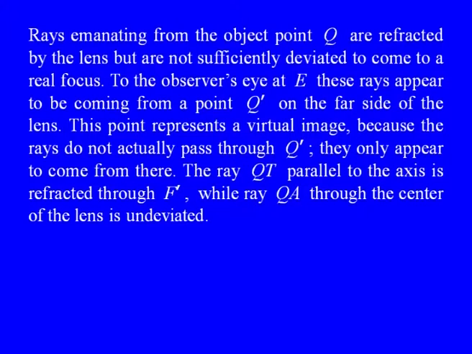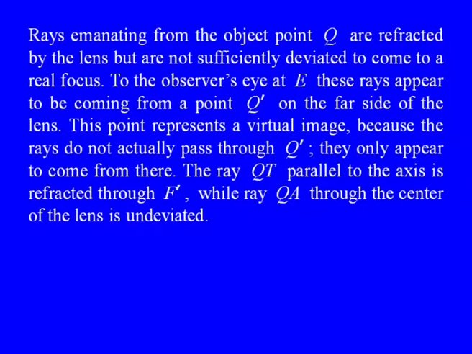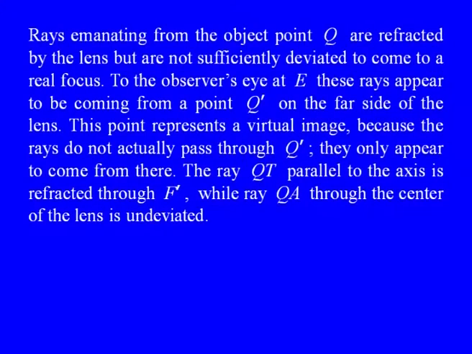Rays emanating from the object point Q are refracted by the lens, but are not sufficiently deviated to come to a real focus. To the observer's eye at E, these rays appear to be coming from a point Q prime on the far side of the lens. The distance of Q prime from the lens is more than the distance of Q. This point represents a virtual image because the rays do not actually pass through Q prime. They only appear to come from there.